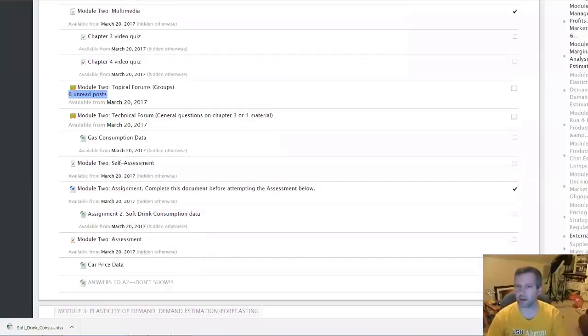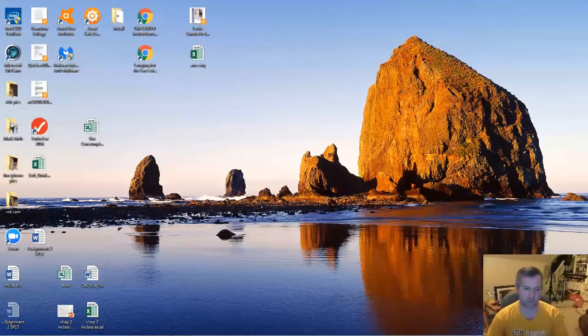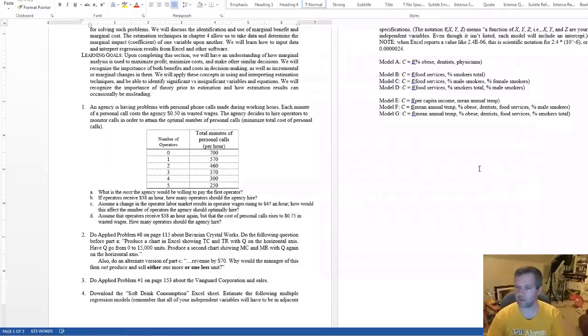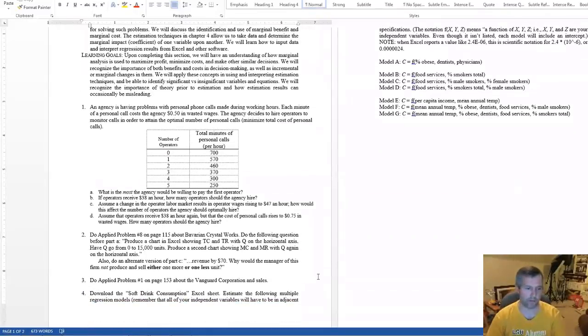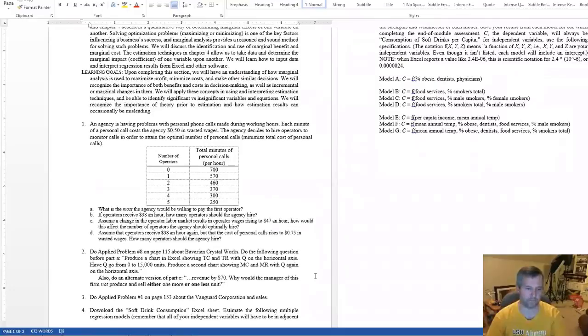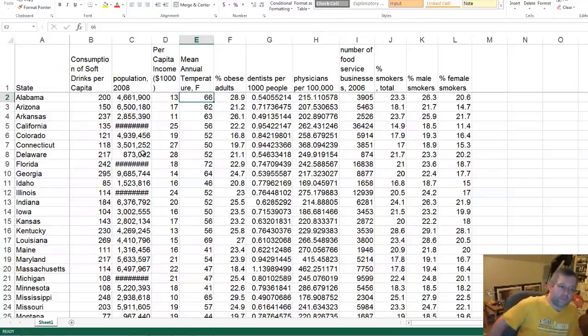Chandra had a question about the second page of the assessment: what are all those models that are listed? So on number 4, we have this question about soft drink consumption, which I actually downloaded already. This is data on a bunch of different variables about soft drink consumption.